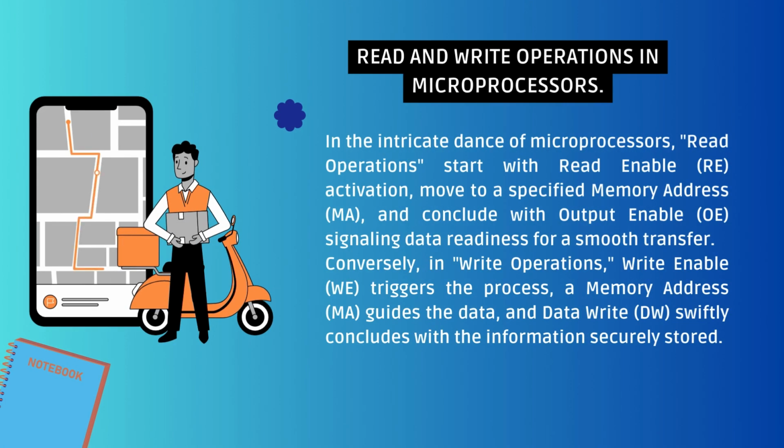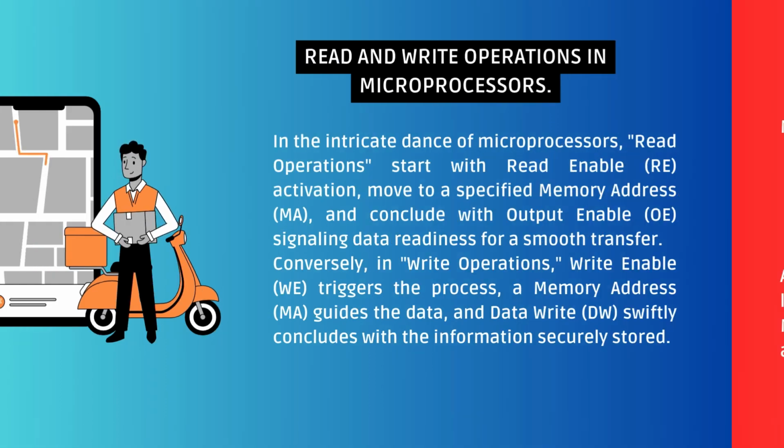Moving on to read and write operations of microprocessors. In the intricate dance of microprocessors, read operations start with read enable activation, move to a specified memory address, and conclude with output enable signaling data readiness for a smooth transfer. Conversely, in write operations, write enable triggers the process, a memory address guides the data, and data write swiftly concludes with the information securely stored.